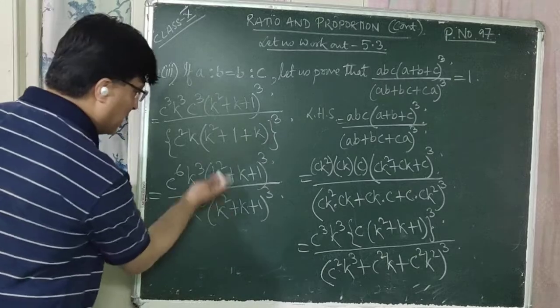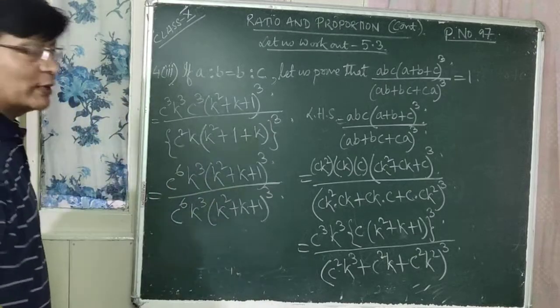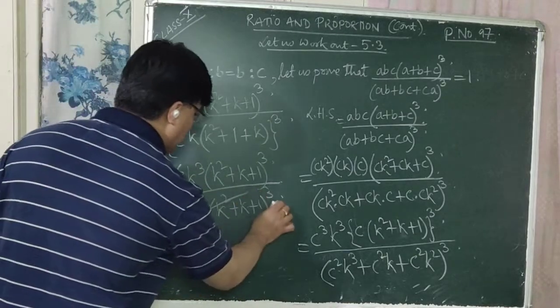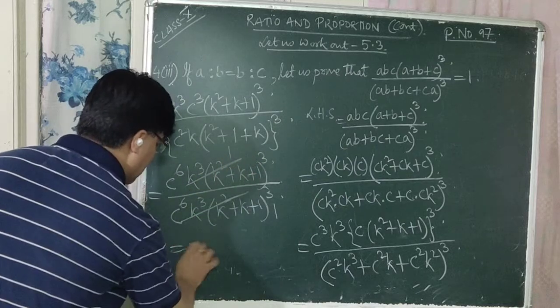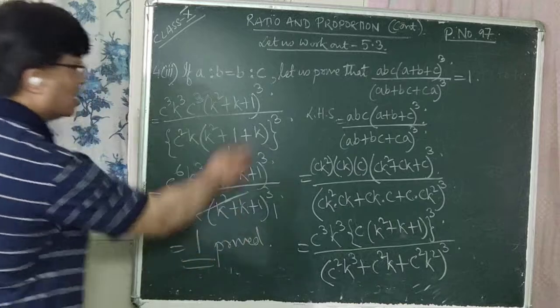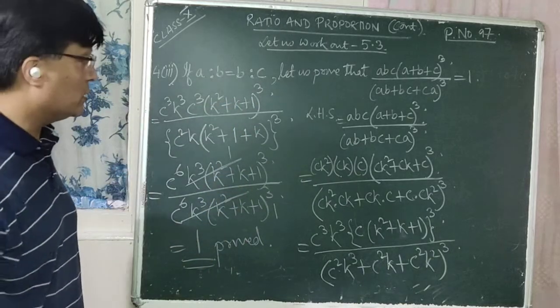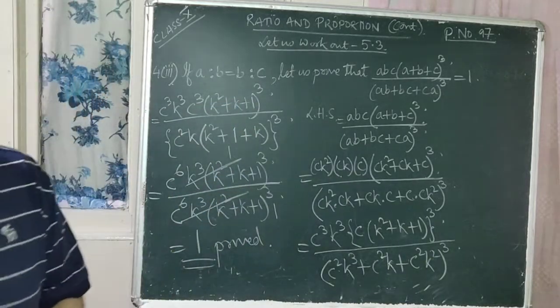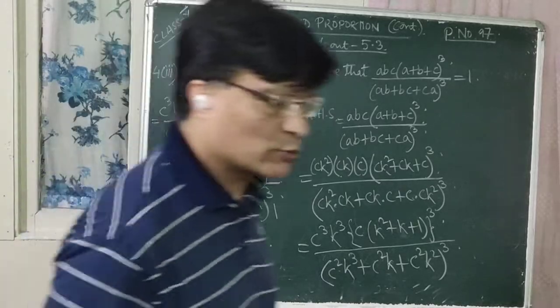That is, same factors are there in both the numerator and the denominator. So we can divide it. That means it is 1. So which is equal to right hand side. That is 1. We have proved it. So you can copy it. Now we'll do the next question now.